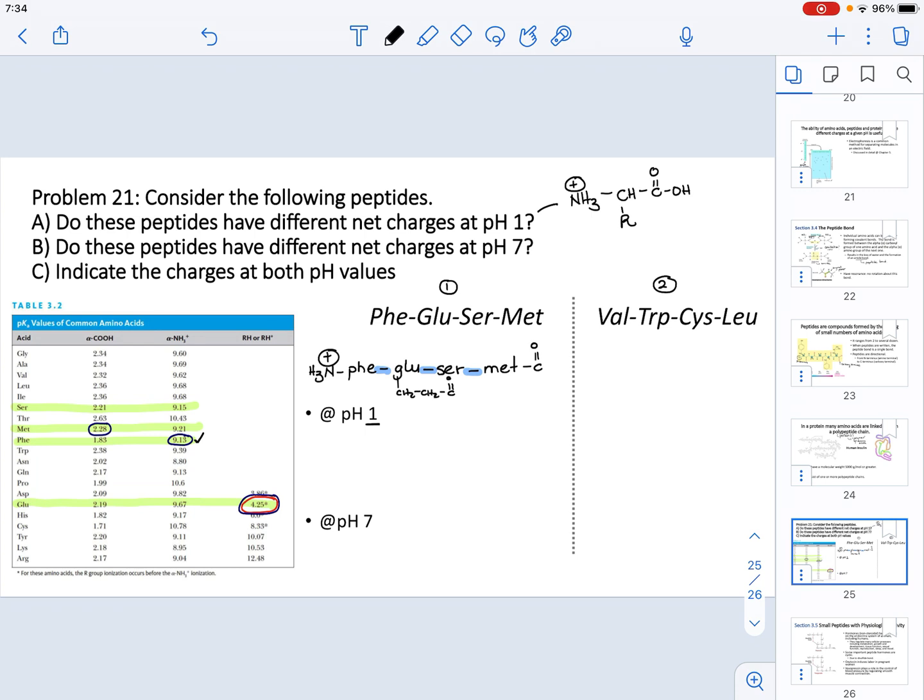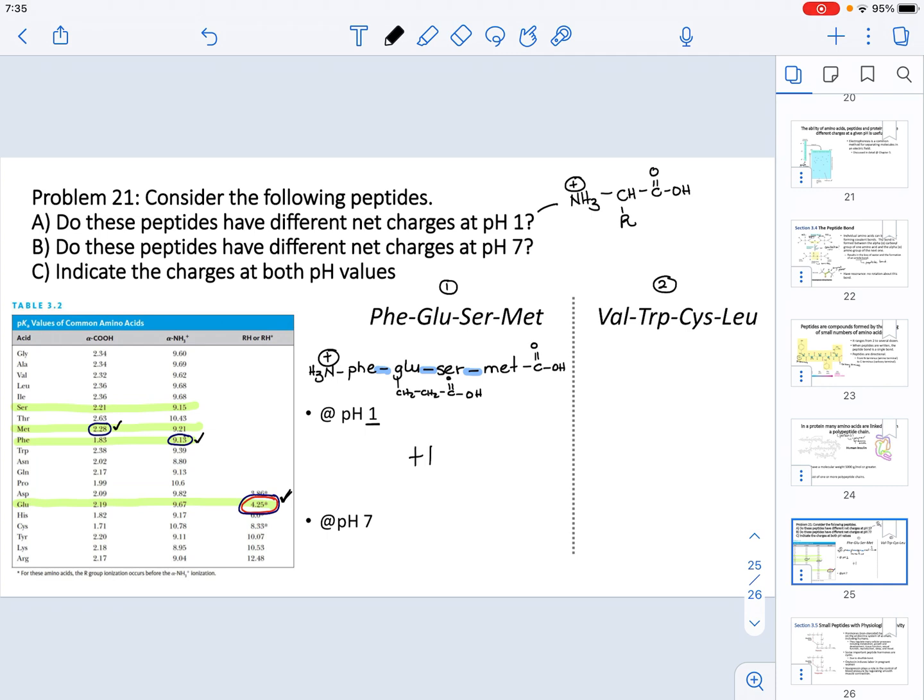For my glutamic acid, since the pH is lower than the value for its pKa, it is going to remain as a full carboxylic acid. It's not going to be deprotonated. And then if I look at my methionine, because the pKa of the carboxylic acid is higher than the pH that I'm looking at, it's also going to remain protonated, meaning that it's going to stay as a carboxylic acid. So as you can see, overall in the molecule at pH 1, the overall charge of my peptide is going to be positive 1.